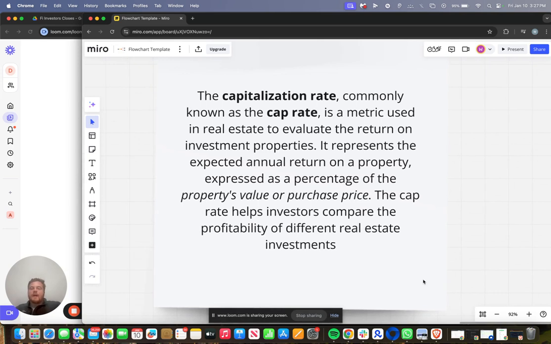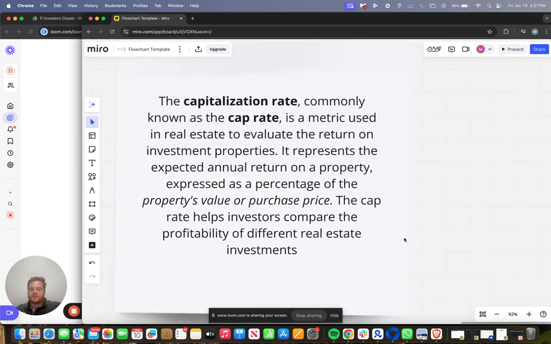And then we have our cap rate, or the capitalization rate, right? So the cap rate, commonly known as cap rate, is a metric used in real estate to evaluate the return on investment properties. It represents the expected annual return on a property expressed as a percentage of the property's value or purchase price. The cap rate helps investors compare the profitability of different real estate investments, right?